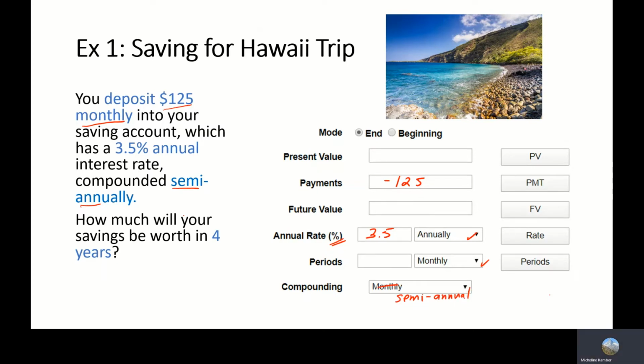And now we have to figure out how many periods. In other words, how many times are you actually going to make this payment if you're going to be saving for 4 years? Well, since it is monthly, the payments per year times the number of years is going to be 12 payments per year times 4 years for a total of 48 periods. So 48 goes in here. Let's see what the future value will be.